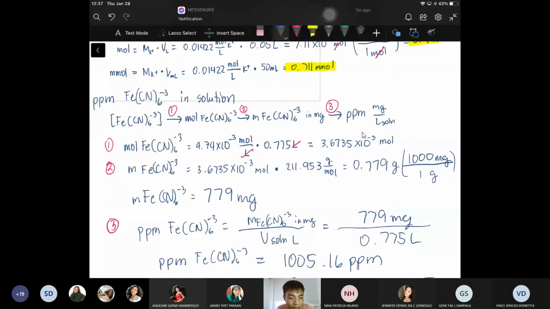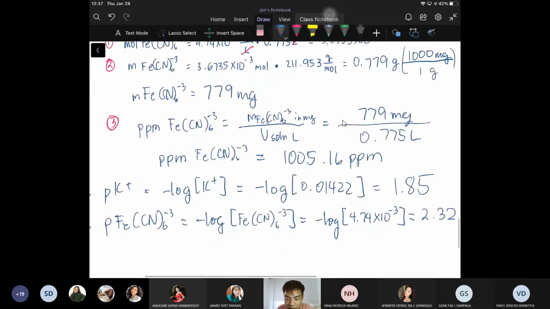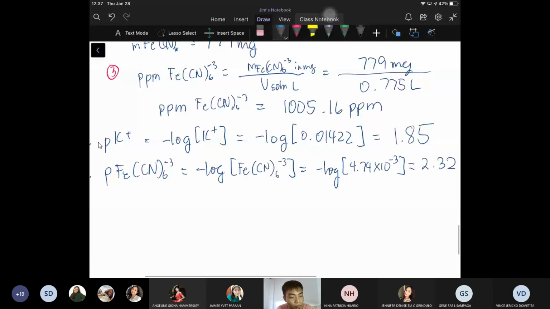concentration, gagawin mo siyang ppm. So, paano yung steps doon? Yung concentration, yung molarity, gagawin mong moles. Then, yung moles, i-convert mo to milligrams, no? of the solute, no? Then once you have the milligrams, you divide it by the volume of the solution in liters. That will give you ppm values. Then lastly, yung p values, don't forget, that's negative log of the molar concentration of your substances.